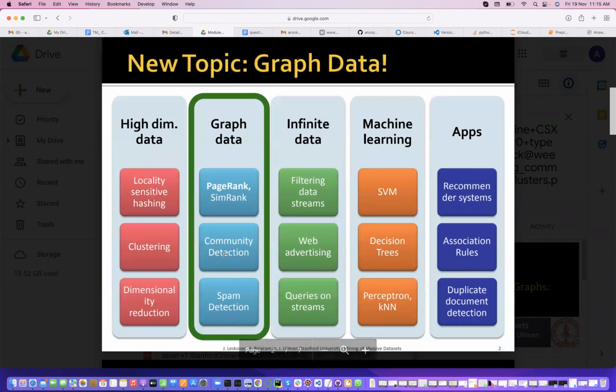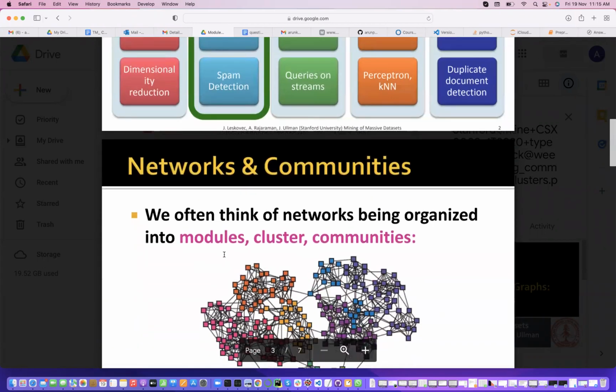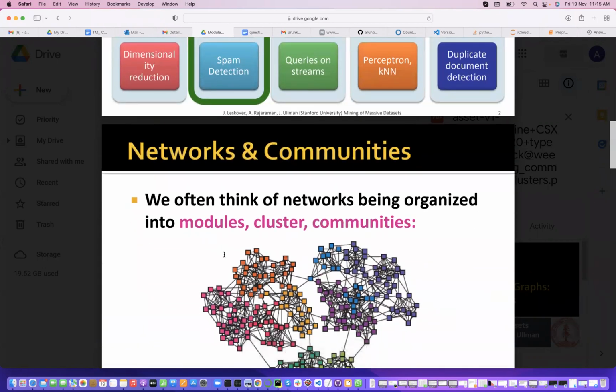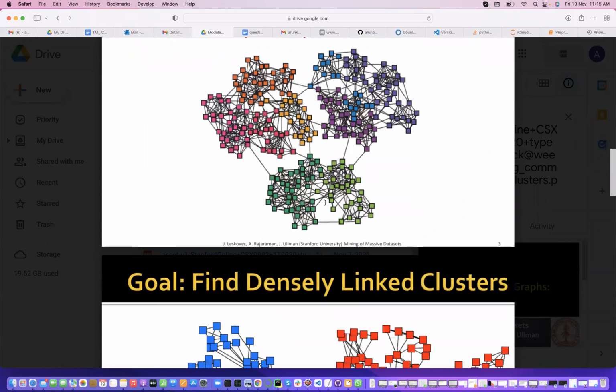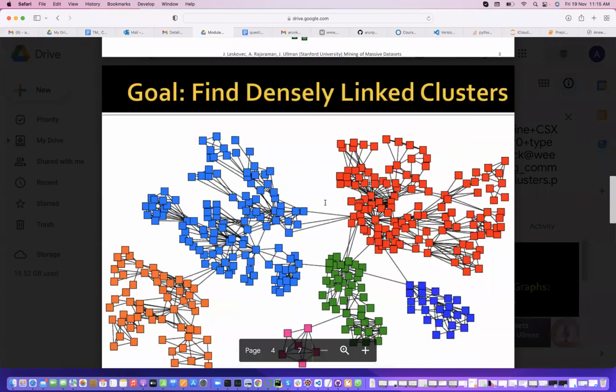So we are now taking graph data. In graph data, how do we find clusters? First of all, what is the meaning of a cluster in graph data? We often think of networks being organized into modules, clusters, communities. Communities we have already seen, the interconnectedness. Now we will concentrate on clusters.